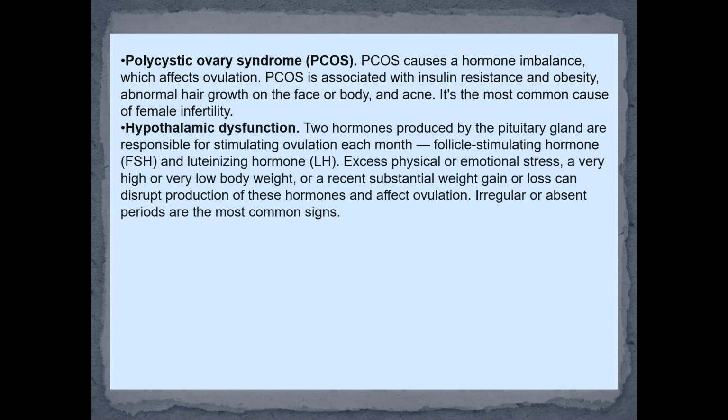Hypothalamic dysfunction. Two hormones produced by the pituitary gland are responsible for stimulating ovulation each month. These are follicle-stimulating hormone and luteinizing hormone. Excess physical or emotional stress, a very high or very low body weight, or a recent substantial weight gain or loss can disrupt production of these hormones and affect ovulation. Irregular or absent periods are the most common signs of the failure of hypothalamic function.